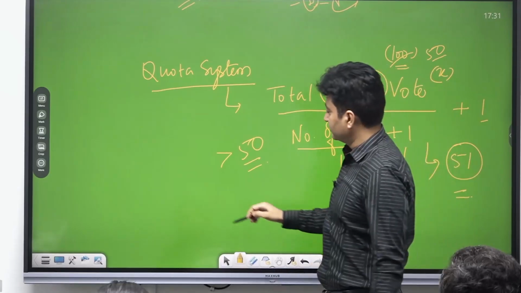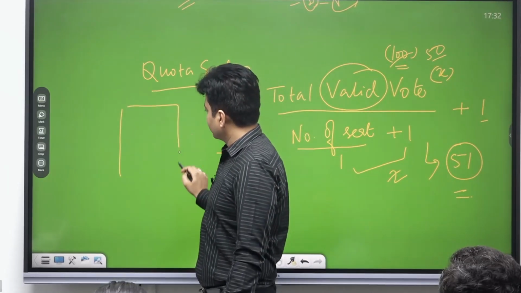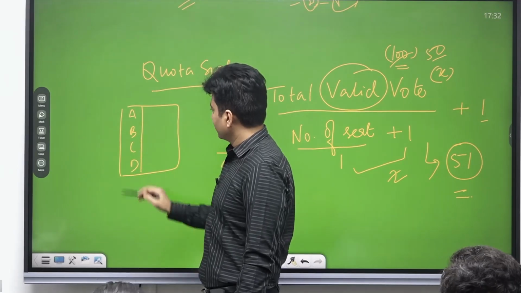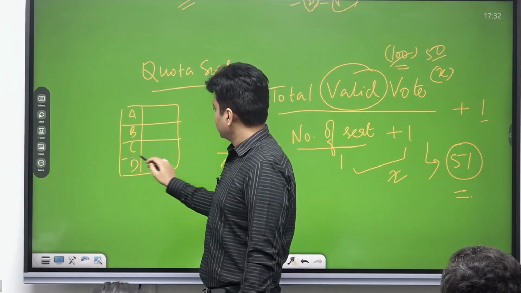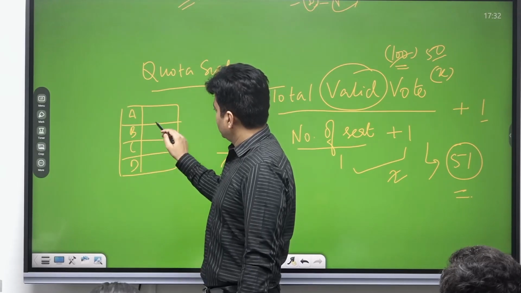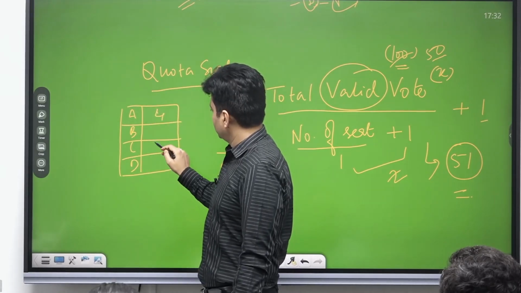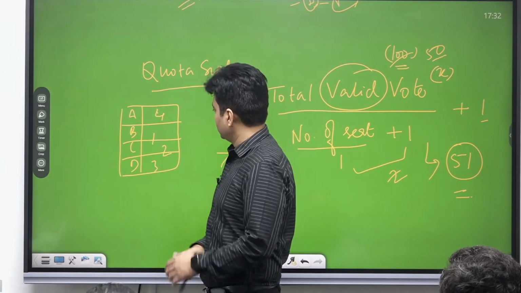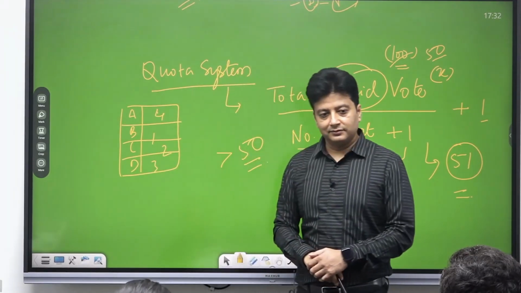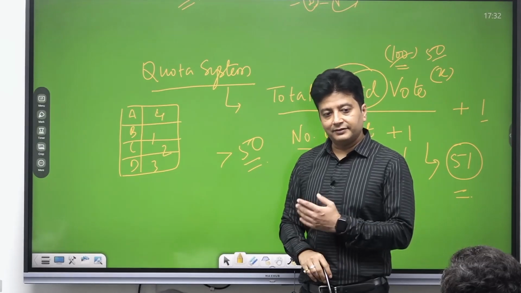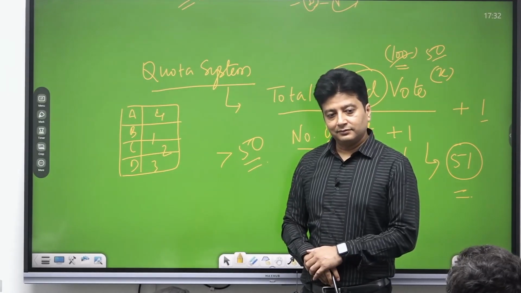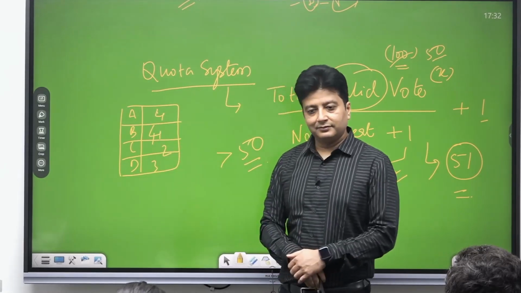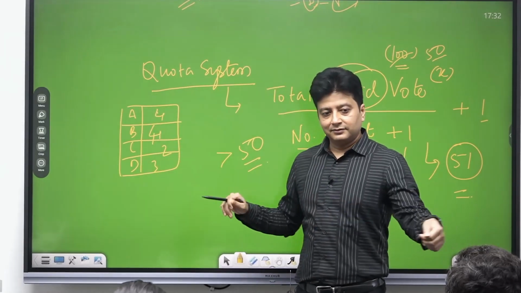How is this valid vote working? Say for example, this is the ballot paper A, B, C, D. Now 4, 1, 2, 3. This is valid or invalid? Invalid. Right? Now, this is valid or invalid? Invalid. Invalid.